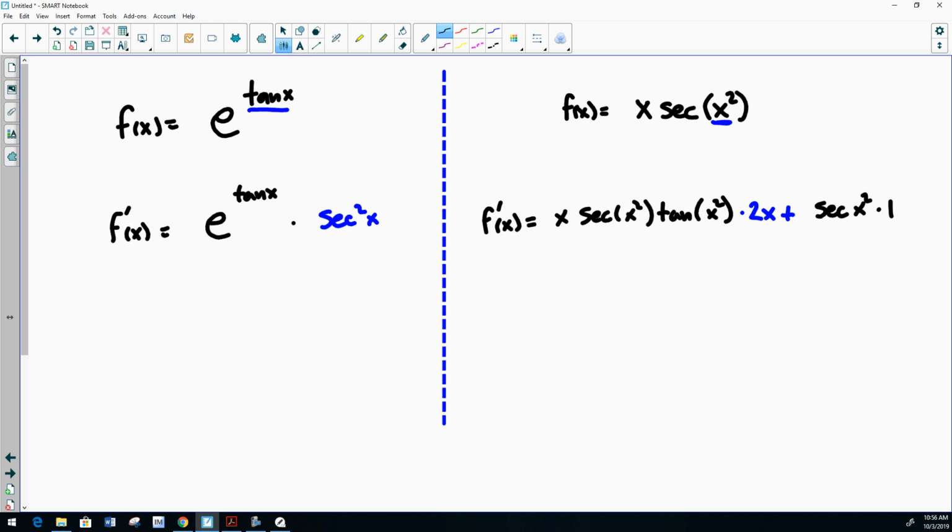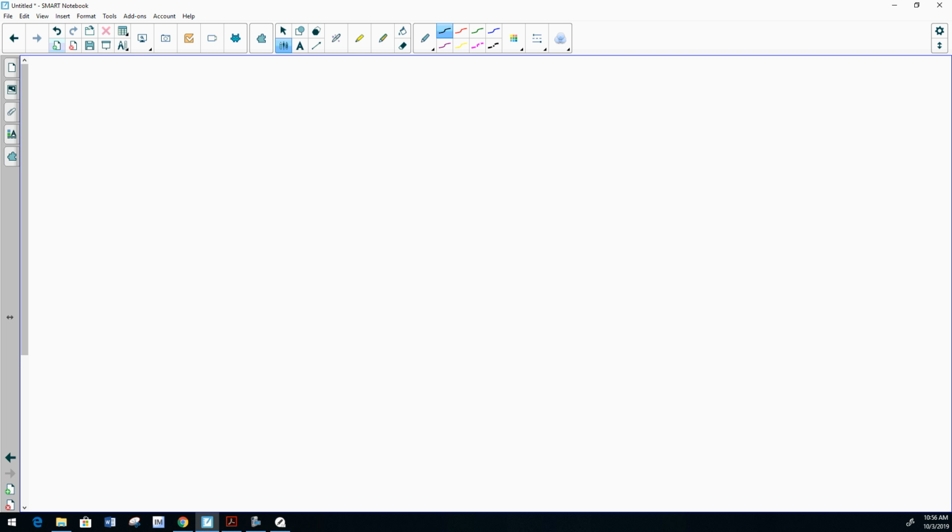So we have tangent divided by 3 raised to the sine pi x. What's controlling this one? The quotient rule. So make sure the main outline looks like this. And we say low d high minus high d low over low squared.